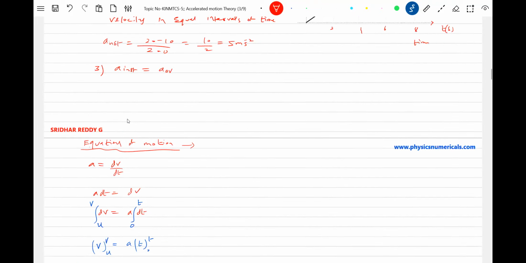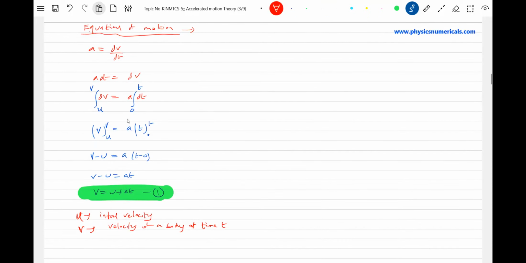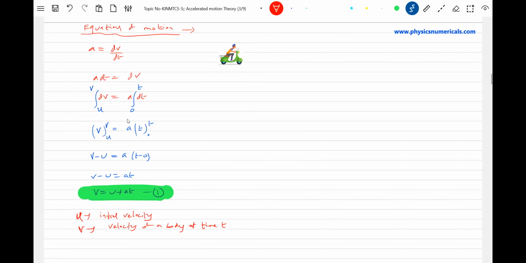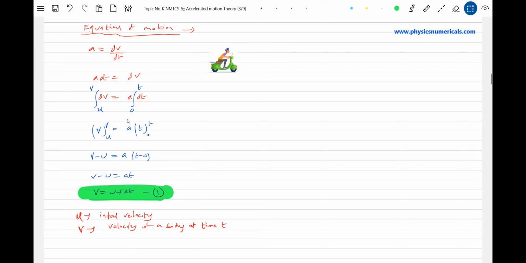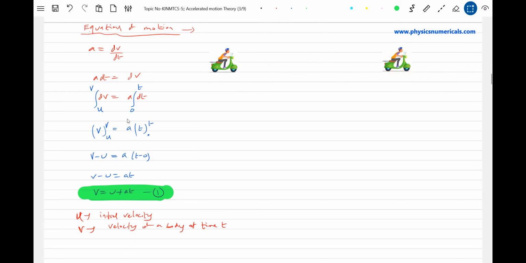So what is the meaning of this? I'll bring that scooter. See, why I'm bringing this scooter is so that students will understand what they are learning. Most students think that the particle in the books is something they should imagine. But now we are in the 21st century, and we have several objects around us.